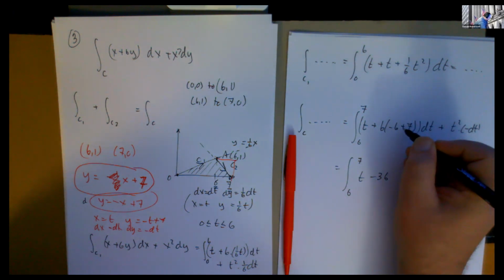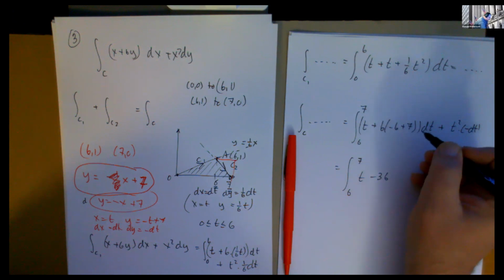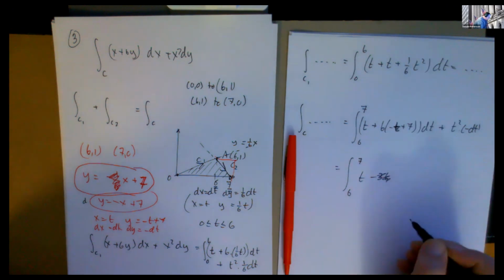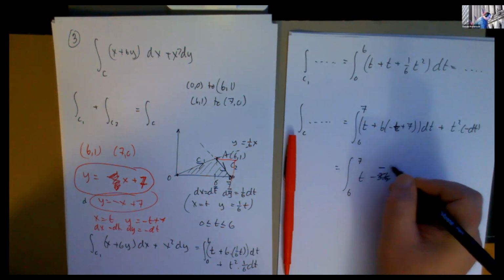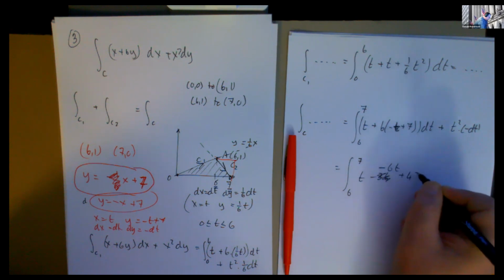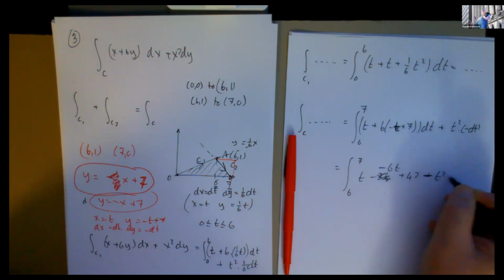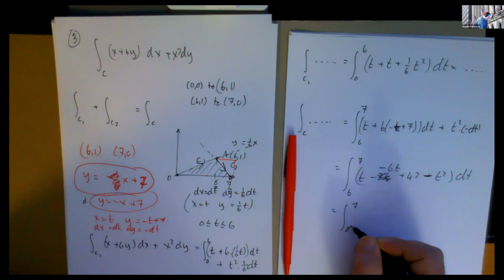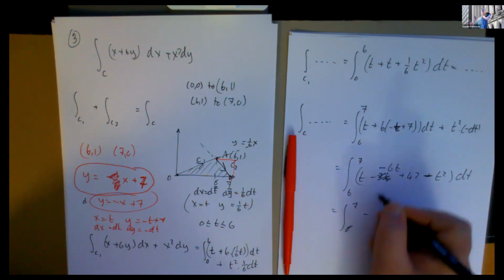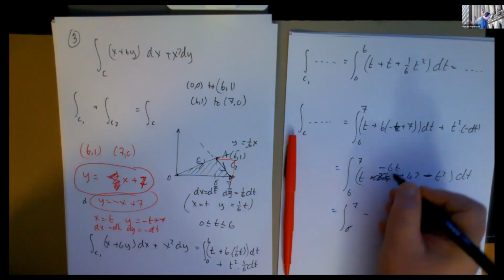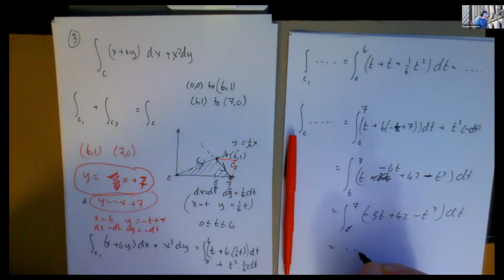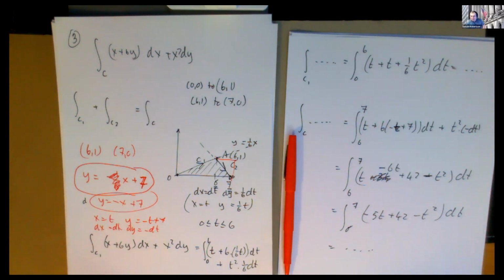What the heck's going on here? Oh, that's a t. That's it. So it's going to be -6t plus 42 take away a t squared dt. So it's going to be an integral from 6 to 7 of -5t plus 42 take away a t squared dt. And at this point I'll dot it, and those two things would get me the answer.